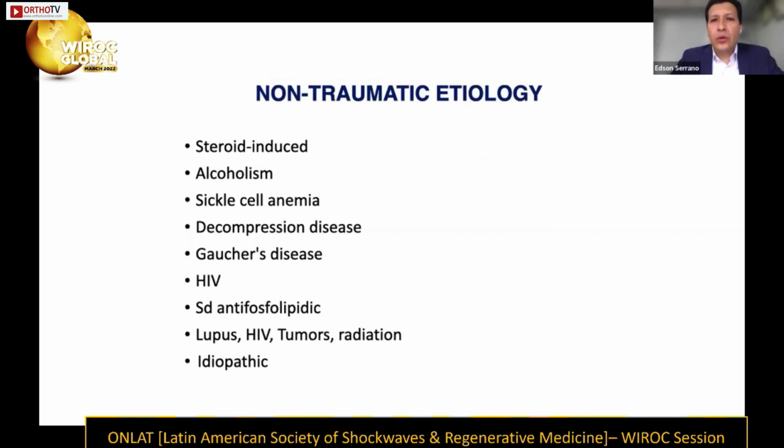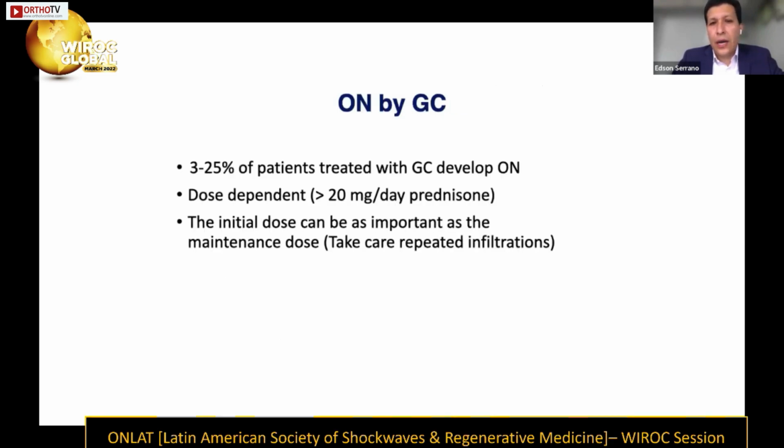The most frequent non-traumatic etiology is steroid-induced. Approximately 25 to 50% of necrosis could be produced by steroids. Alcoholism is another risk factor, and other illnesses like sickle cell anemia, decompression disease, Gaucher, antiphospholipid syndrome, lupus, tumors, radiation, and approximately 25% of these pathologies we don't know why; these are idiopathic.